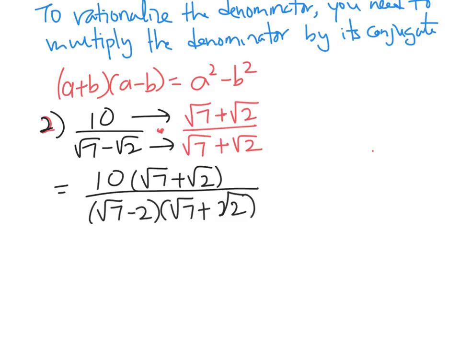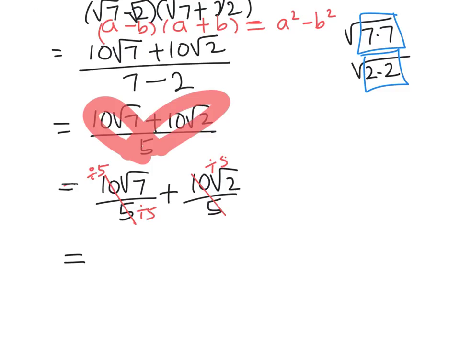Okay, so the top part is easy. It's kind of like same thing here. Divide by 5. So you're going to have 2 square root of 7, and nobody puts over 1, plus 2 square root of 2, nobody puts over 1. And so that is my answer right there.